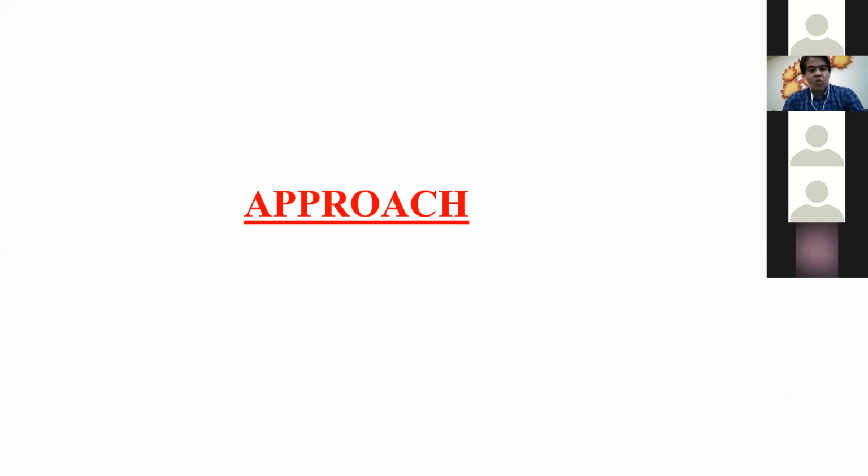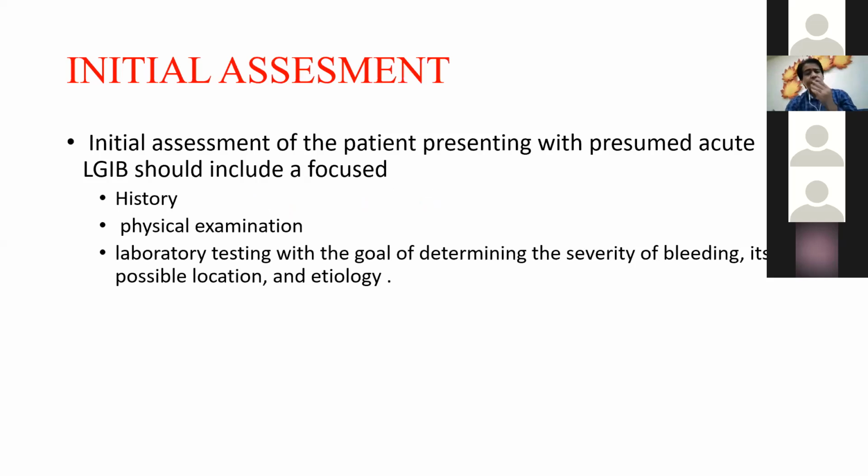So now moving toward the approach. Now, as you have the background knowledge of the different causes of lower GI bleed, like anorectal diseases, we discussed colitis, we discussed the polyp, we discussed malignancy, we discussed the rare causes of lower GI bleed like diverticulosis and angioectasia. Now it's time to make your approach. The approach is very important. Starting from the basics, your approach should be toward the history, which is very important.